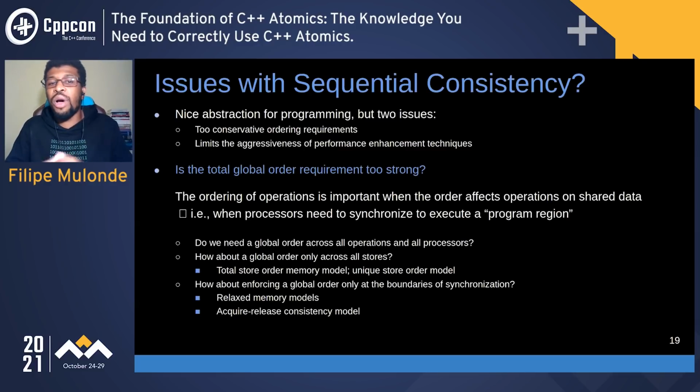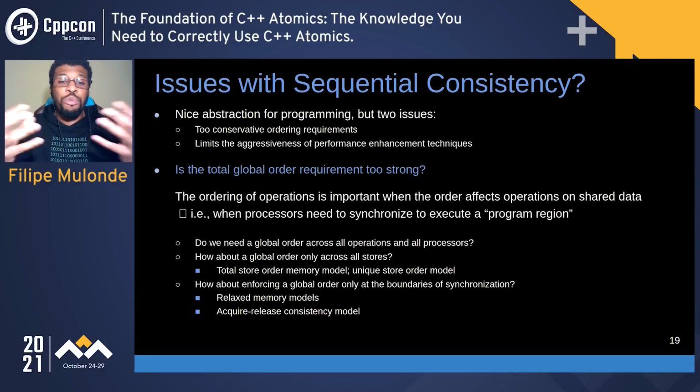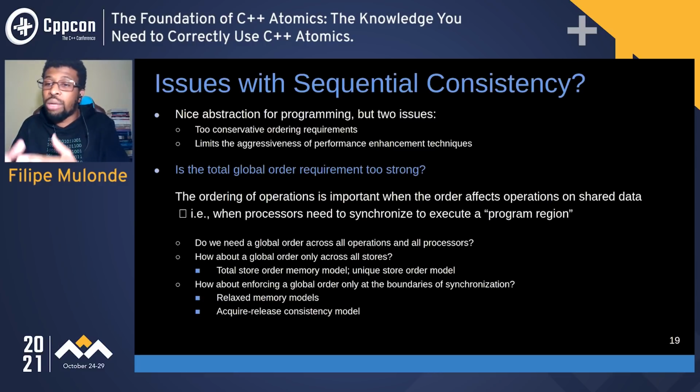So let's talk about issues with sequential consistency. Well, sequential consistency is a nice abstraction for programming, but has two issues: too conservative ordering requirements, and it limits the aggressiveness of performance enhancement techniques. Is the total global order requirement too strong? Why? Because the ordering of operations is important when the order affects operations on shared data. That is, when processors need to synchronize to execute a programmed region.